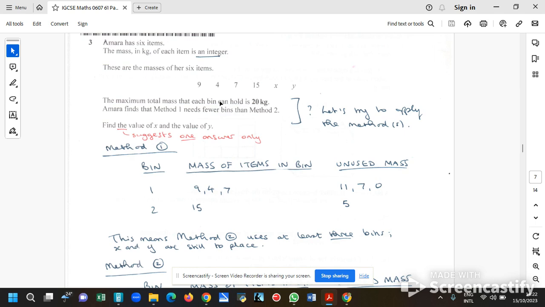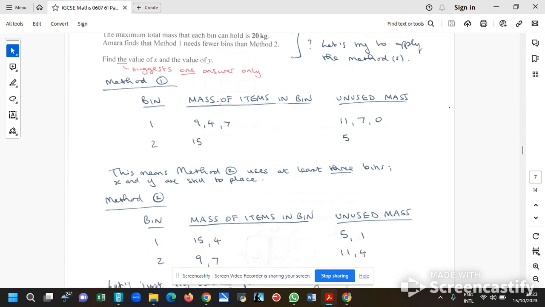I don't know what to do with the X and the Y, so I'm just stopping there for now. Because if X is more than 5, then we'll need a third bin. If X is less than 5, it can fit into bin 2. We'll see. Let's just stop there.